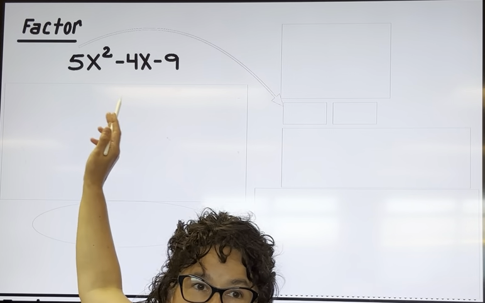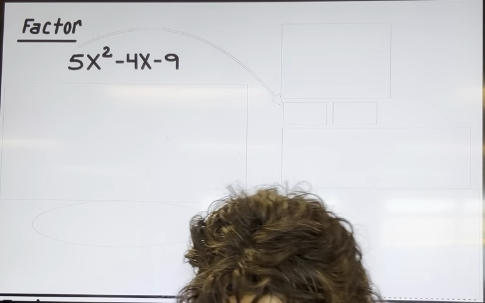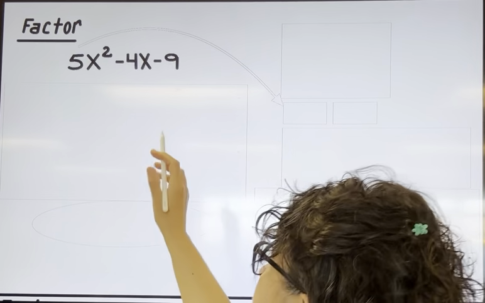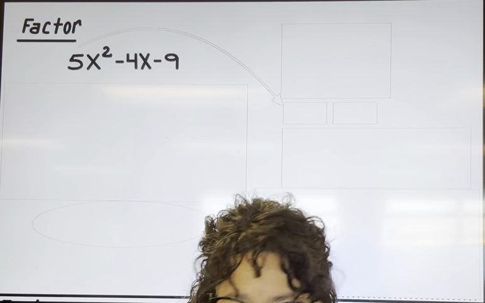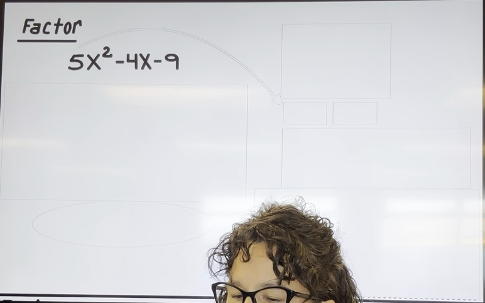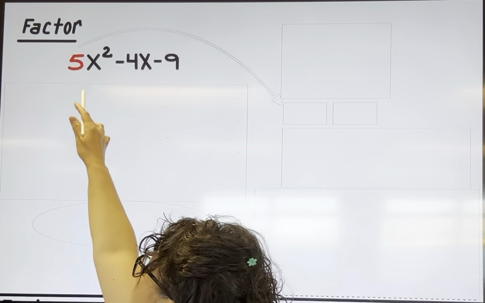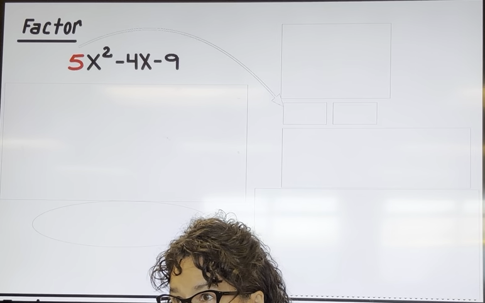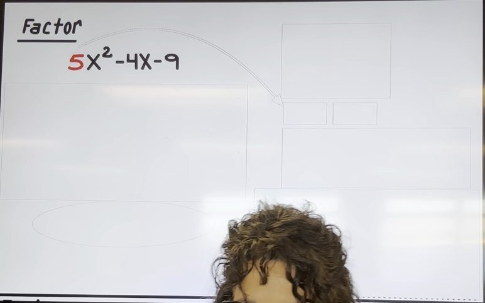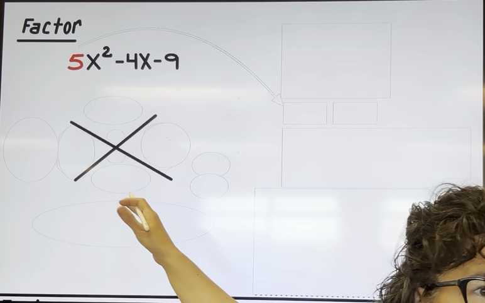We want to factor this quadratic, and we're going to use that big X method. But what's different in this particular problem, the shortcut is not going to be available. And the reason is the number in front is not 1. But we're going to start it off exactly the same by drawing ourselves a big X.